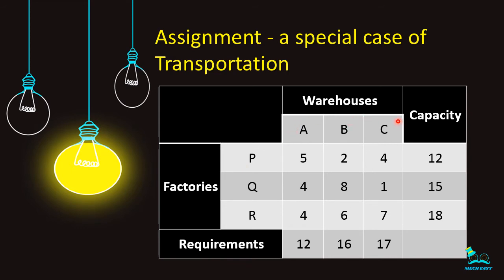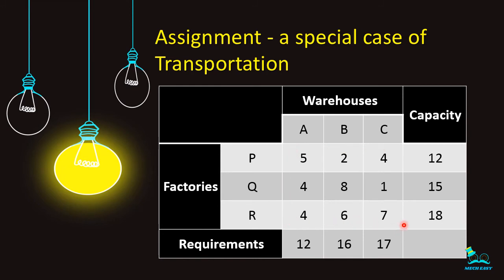There are 3 factories P, Q and R, and warehouses A, B and C. If we want to transfer some particular luggage from factory P to warehouse A, then the cost of transportation will be 5 units. The same cost from P to B is 2 units. From P to C it is 4 units. From Q to A it is 4 units, and so on.